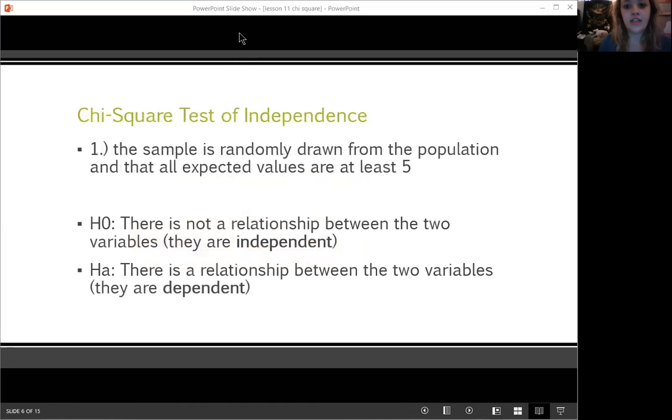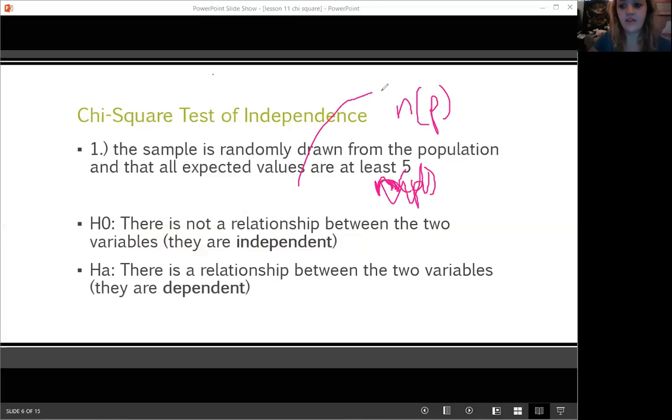So our conditions that have to be met, as I mentioned earlier, are that our expected values have to be at least 5. So remember, our sample size, that's an N, times our proportion has to be at least 5. That's what our expected value is.